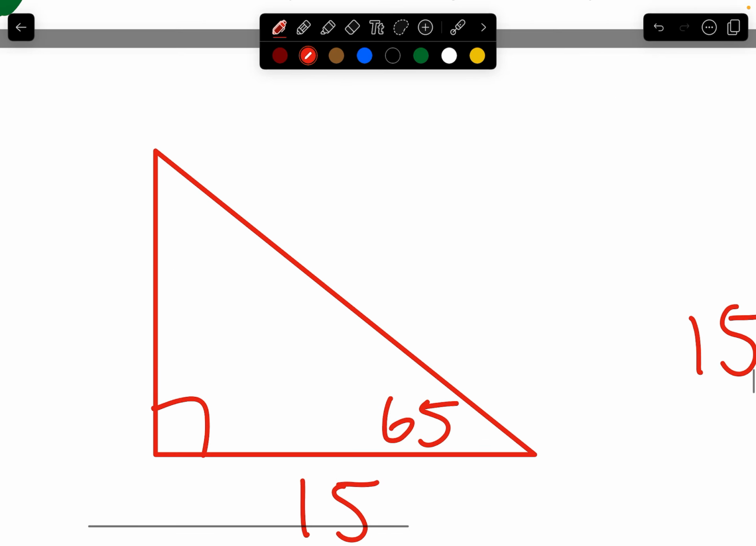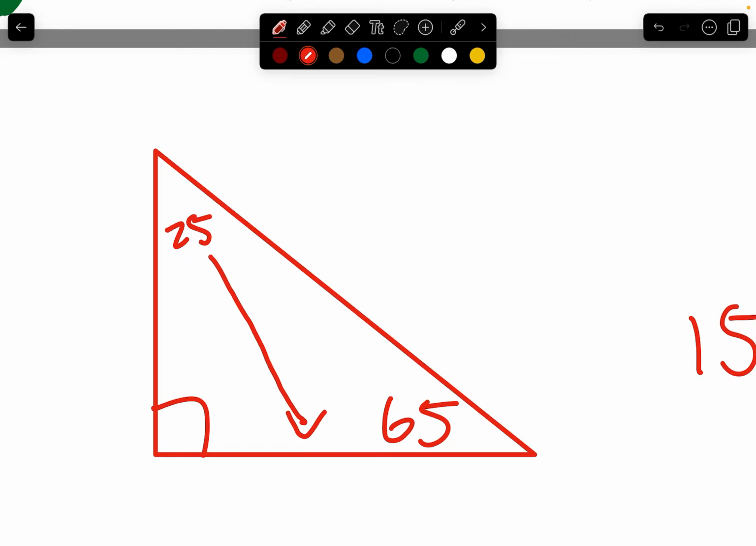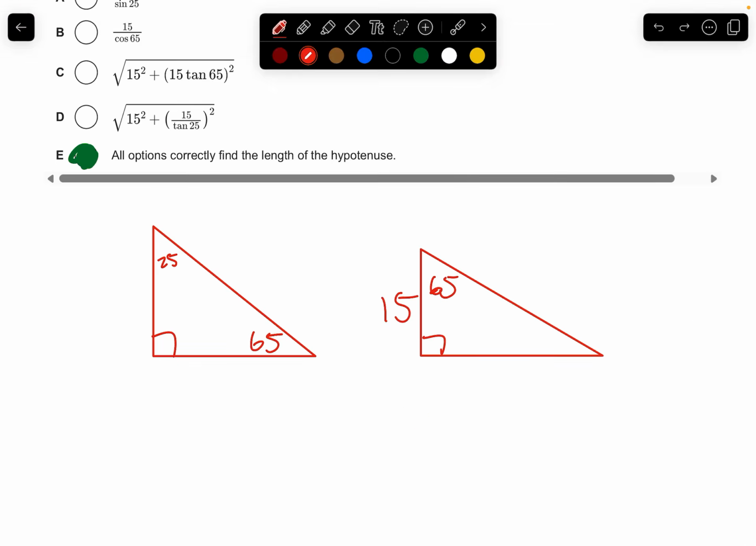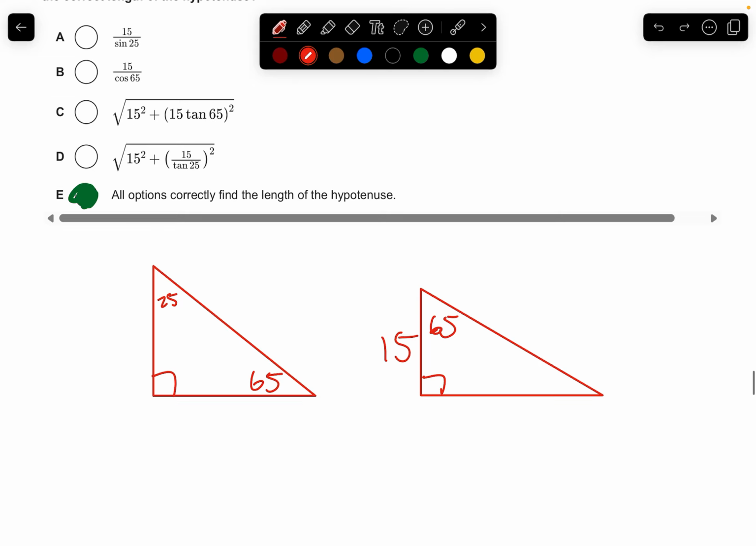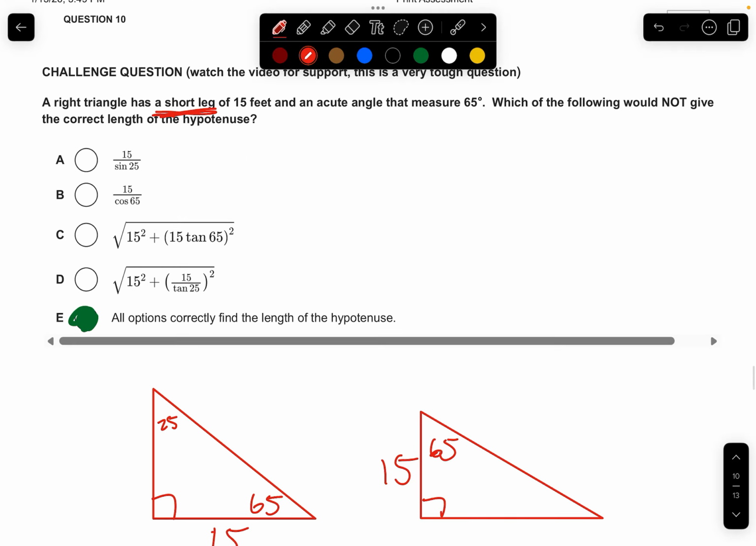Well, forget the 15 for a second. If we know that that is 65, isn't the other angle going to be 25? 25 is smaller than 65. 25 has to produce your short leg. So the side across from 25 has to be my 15 if the short leg is going to be 15. Which of the following would not give you a correct length of the hypotenuse? This is just you need to understand there's more than one way to do a problem. I already marked it. You can tell all of them are correct.